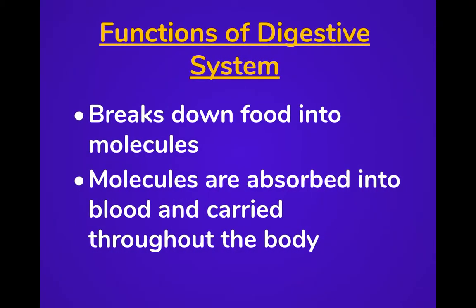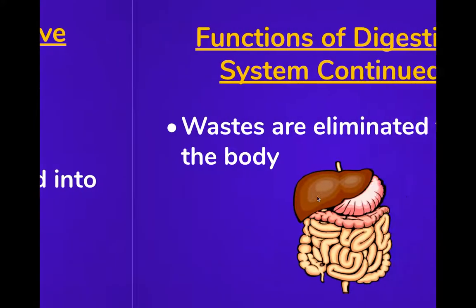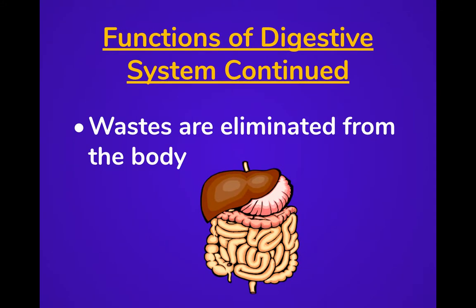There are several functions of the digestive system. One of them is to break down food into molecules, obviously. Another function is that molecules get absorbed into the blood and carried throughout the body. And third, waste gets eliminated from the body. That is also part of the job of the digestive system.